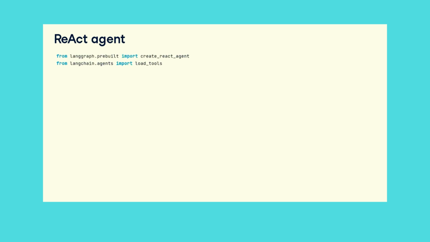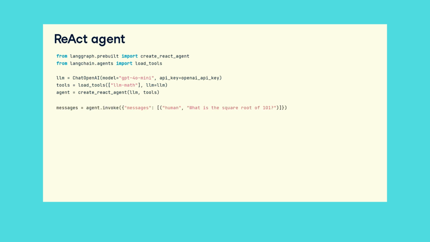We import create React agent from LangGraph and the load tools function. We initialize our LLM and load the LLM math tool using the load tools function. To create the agent, we pass the LLM and tools to create React agent. Just like chains, agents can be executed with the invoke method. Here, we pass the chat model a message to find the square root of 101, which isn't a whole number. Let's see how the agent approaches the problem.